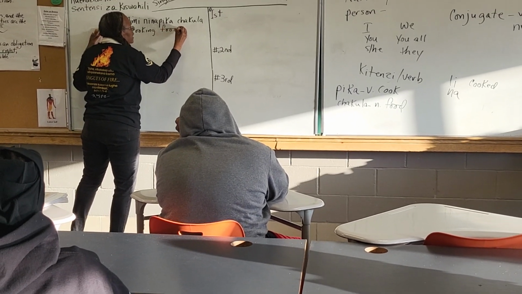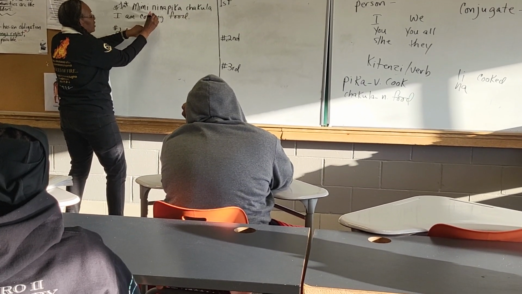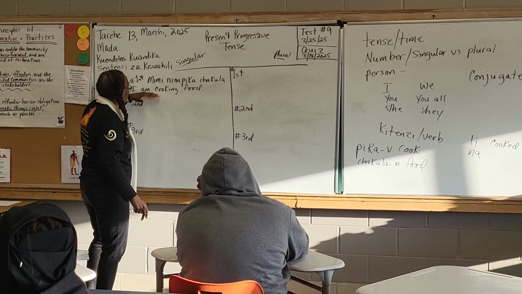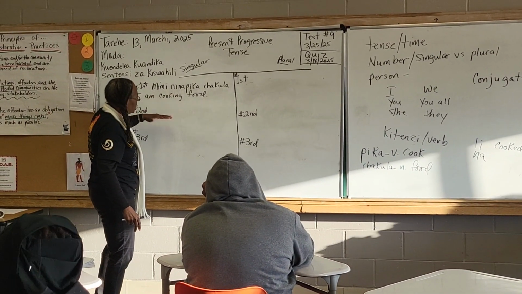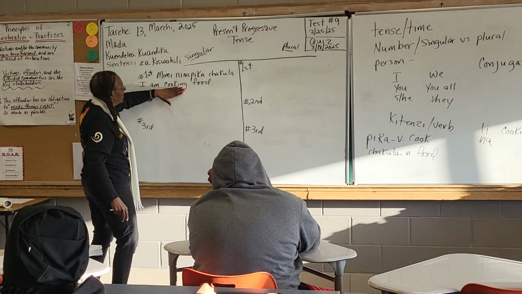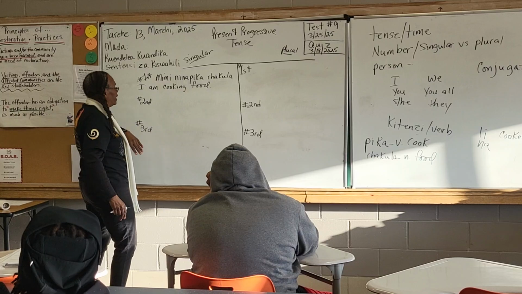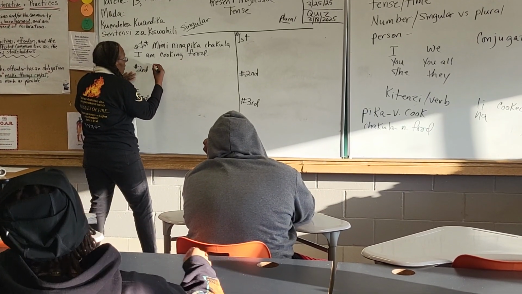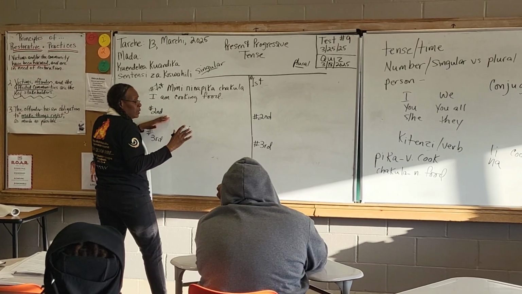Now the markers in English are what? The ing and the helping verb. And so you know every verb in this chart is going to have ing for the English, okay? So what's number 2? What in Kiswahili?